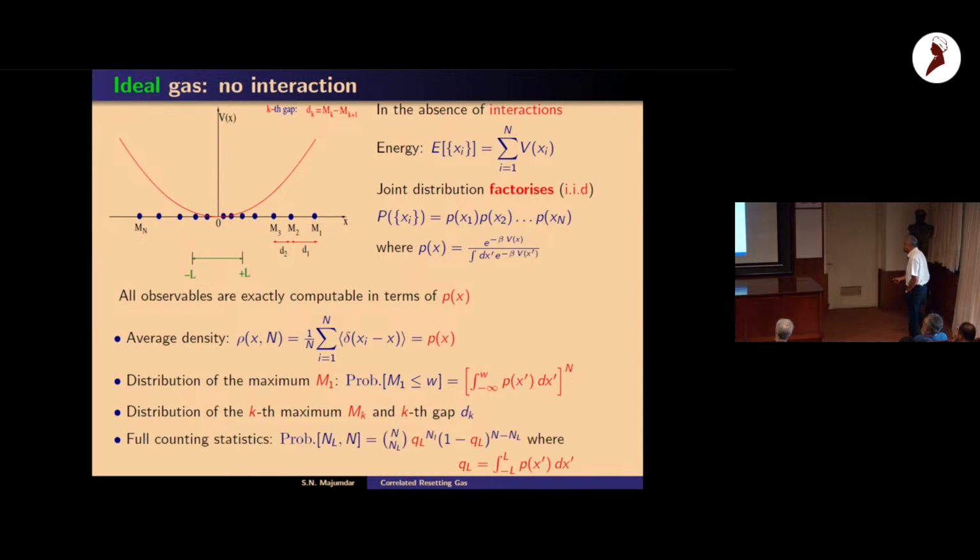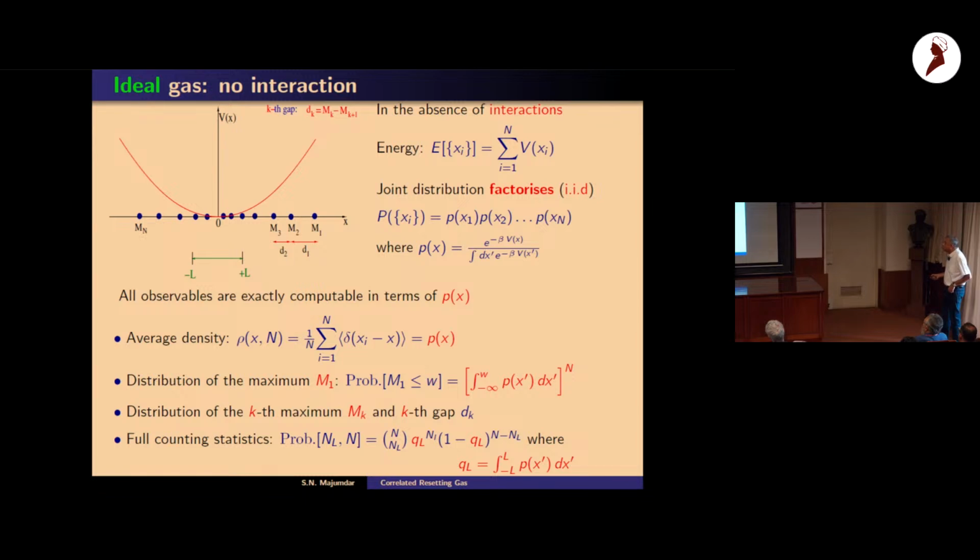And the last one is the full counting statistics, and this is also easy to calculate because, for a particular particle, what's the probability that it falls between minus L and plus L? So this is just this integral here. Okay? So this is the QL. This is the probability with which a single particle will fall in this interval, and you have n particles. So therefore, this distribution is just a binomial distribution with QL as the probability of success and 1 minus QL as the probability of failure. So essentially, all these observables you can calculate very easily for the ideal gas.